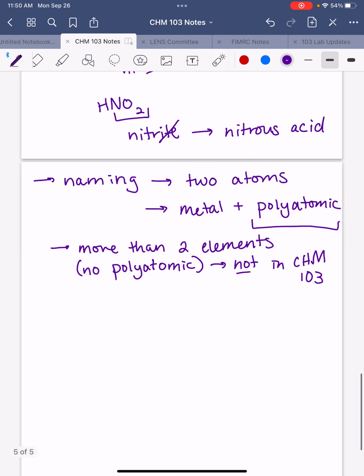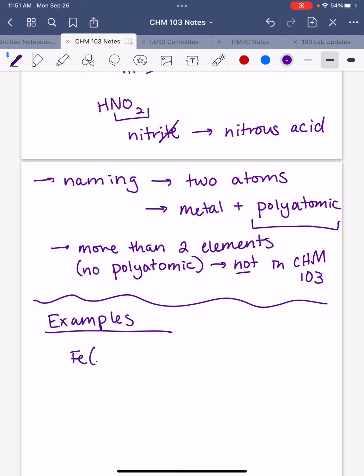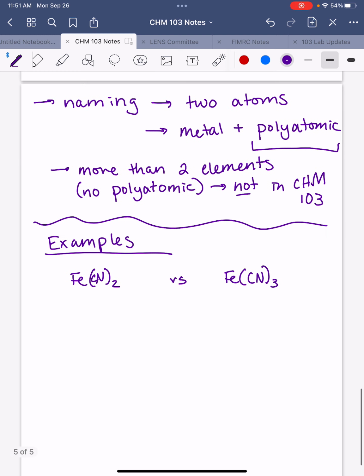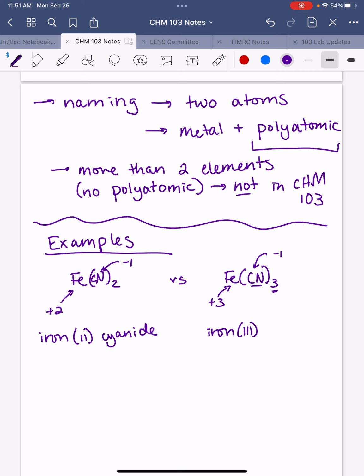Somebody asked me about naming elements that have several ions. So let's look at a couple more examples. Let's say we wanted to name Fe(CN)2 versus Fe(CN)3, which you did in your check-in from Friday. So here we know that CN is a -1 ion. So in order for this compound to be neutral, this first one, we know that the iron has to have a charge of +2 because we get -2 on this side. So we will name this as iron with the 2 in parentheses, and then we name our polyatomic. Whereas on this side, because CN is -1, but we have 3 of them, the iron has to have a charge of +3, so this one is iron(III) cyanide.